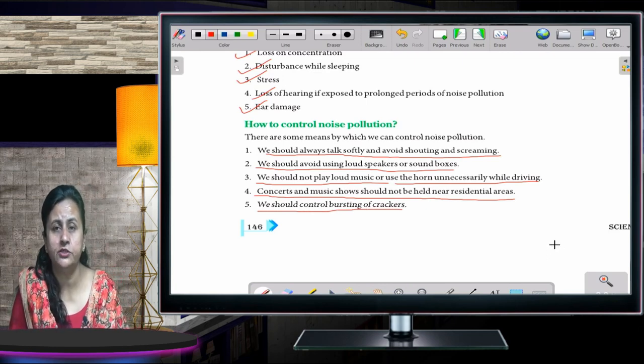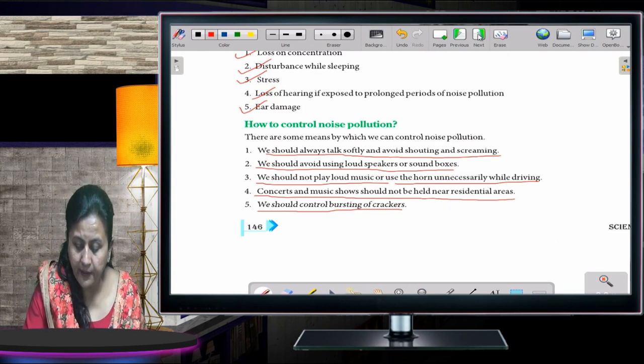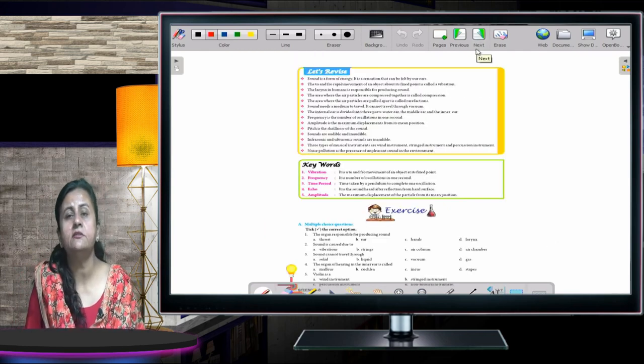A lot of noise pollution and air pollution is there, which really harms us as well as the animals. So with this, I end the chapter.